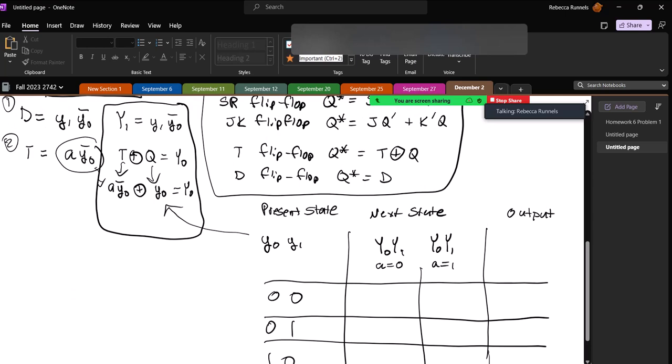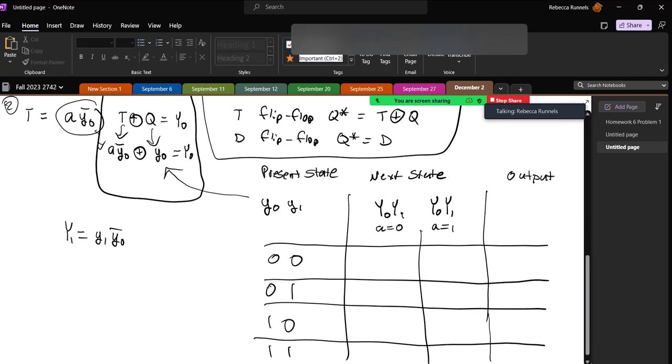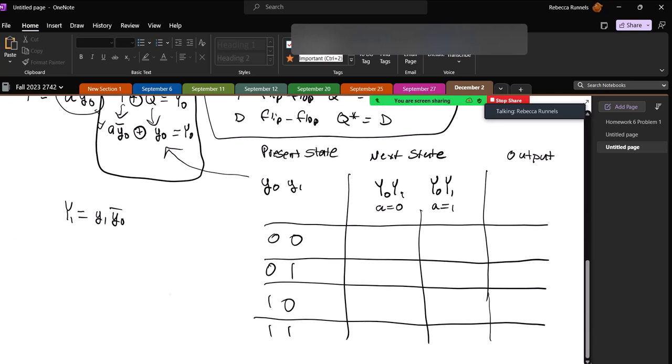Let's start with Y1 because Y1 is easier. So Y1 is Y1 times the not of Y0. Notice there's no A in here, so whatever I get for Y1 is going to be the same in both of these columns.